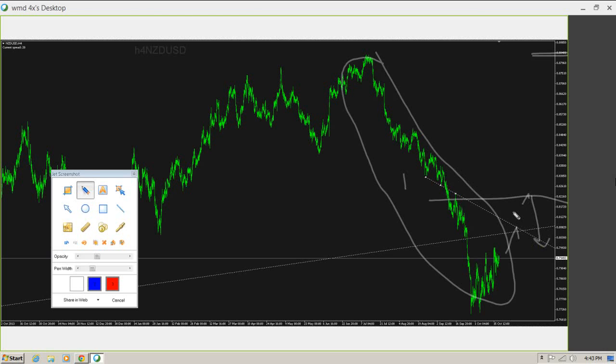But the RBNZ, in word and in deed, because they have intervened now, is very clear about where they want to see the Kiwi dollar. They're very clear about that. So I don't want to be in a position where I'm fighting them. I'm actually liking the idea that she's pushing higher because I think we're going to be setting up for some amazing short plays on this instrument.